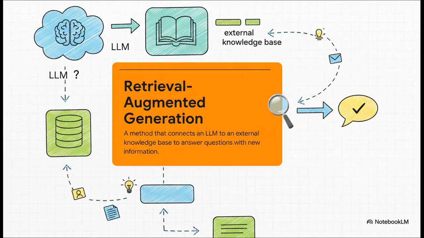Okay, so here's the absolute key. RAG lets a large language model tap into an external source of information at the very moment you ask a question. It's like giving the AI a cheat sheet with all your private, current data, but without having to go through the massive pain of retraining the entire model.